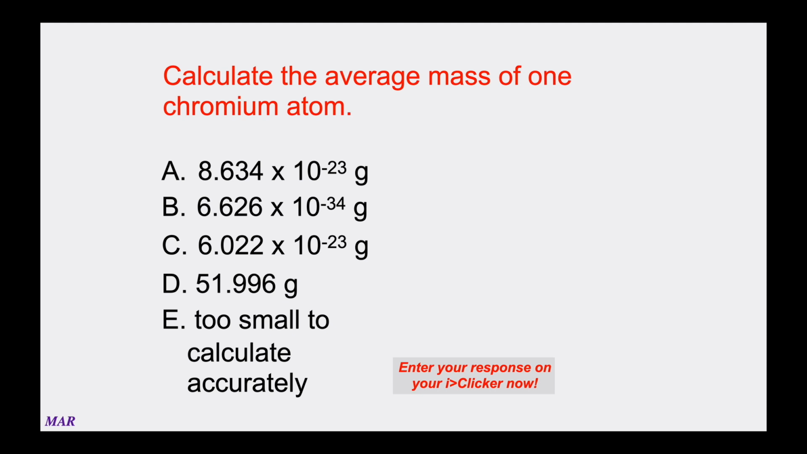First of all, chromium on the periodic table is number 24, and you will need the molar mass of chromium to calculate it. So remember, molar mass has units of grams per mole. You're also going to need Avogadro's number in this problem. And remember, Avogadro's number is 6.022 times 10 to the 23rd. So for chromium, that would be 6.022 times 10 to the 23rd atoms per mole. And notice how per mole was in both the molar mass and Avogadro's number. So if you can get rid of the moles, you're going to have grams per atom.